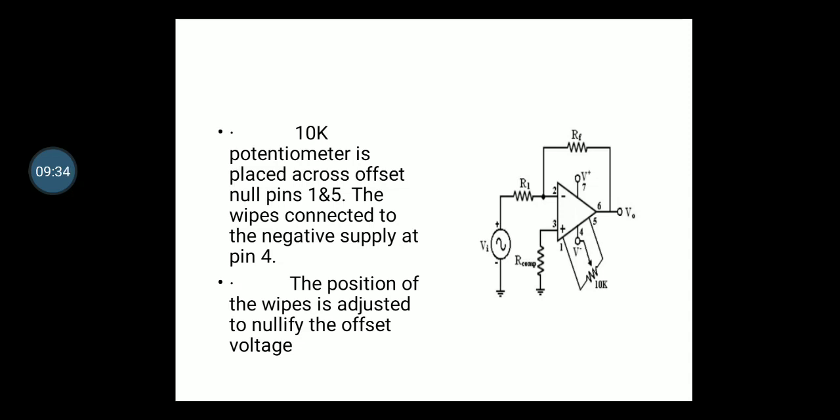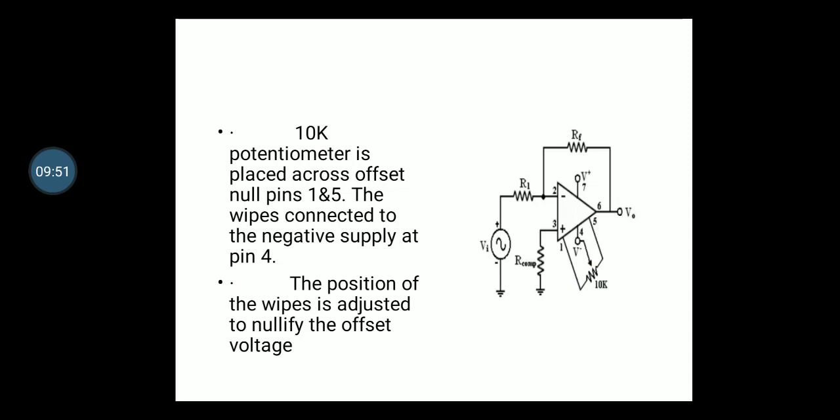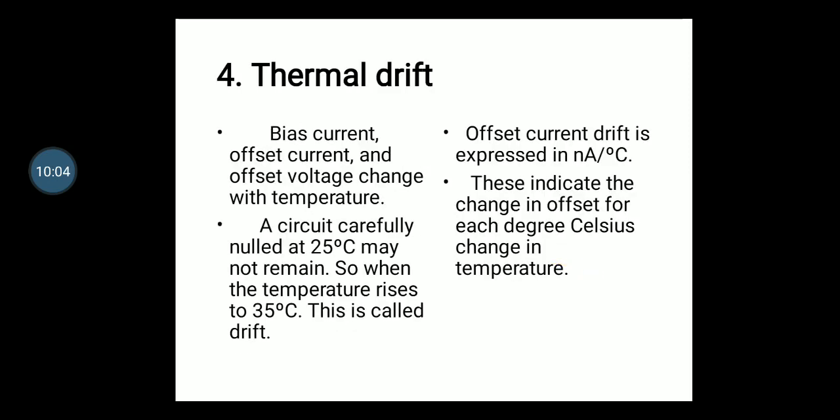Many op amps provide offset compensation pins to nullify the offset voltage. So for a 741 op amp, the manufacturers recommend a 10 kilo ohm potentiometer to be placed across offset null pins 1 and 5, and the wiper be connected to the negative supply pin 4. The position of the wiper is adjusted to nullify the output offset voltage.